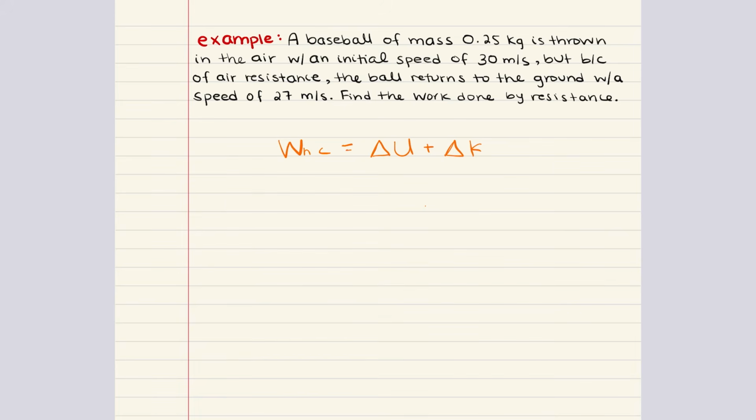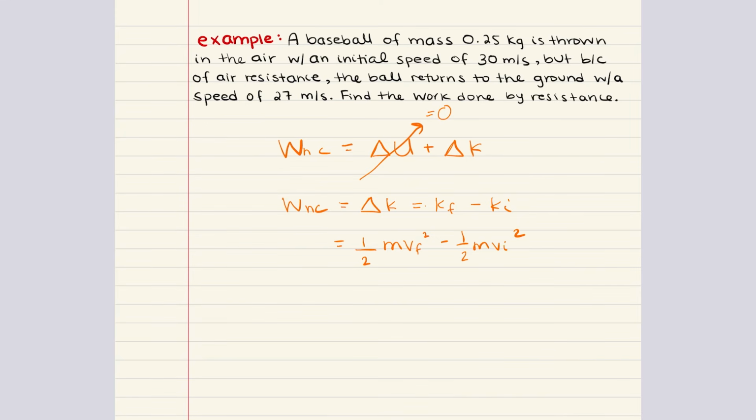Now, in this case, the change in potential energy is actually equal to 0 because the initial and final heights are the same. So that means that the work done by the non-conservative forces is just equal to the change in kinetic energy. So this is kinetic energy final minus kinetic energy initial. And we can expand this as 1/2 mv final squared minus 1/2 mv initial squared.